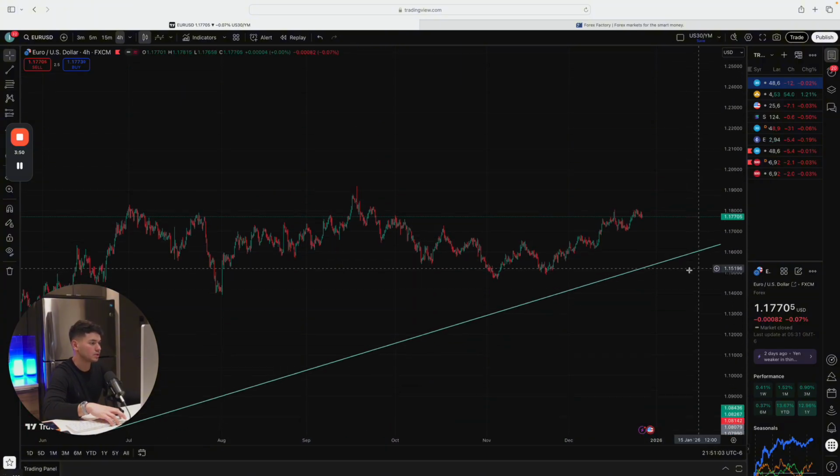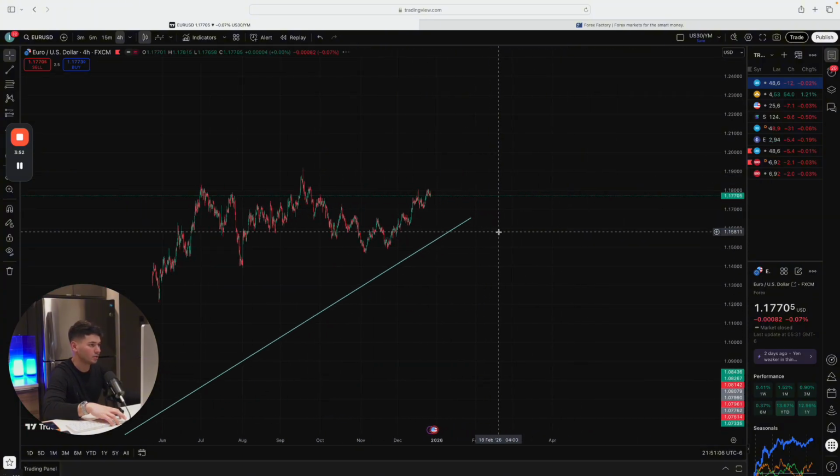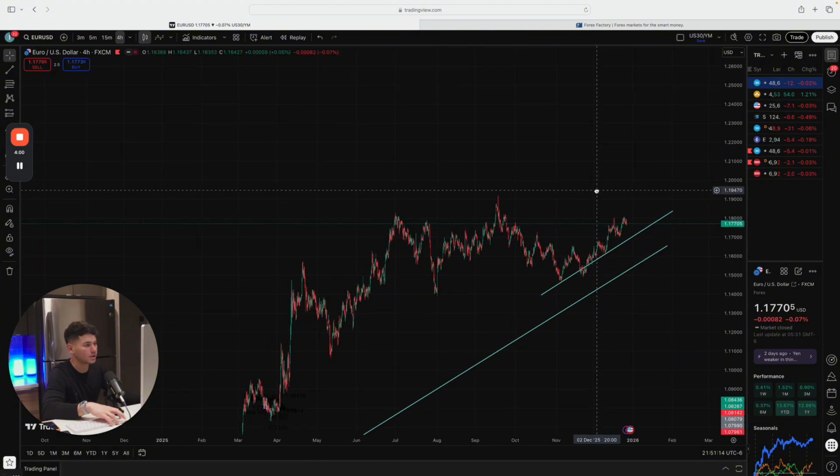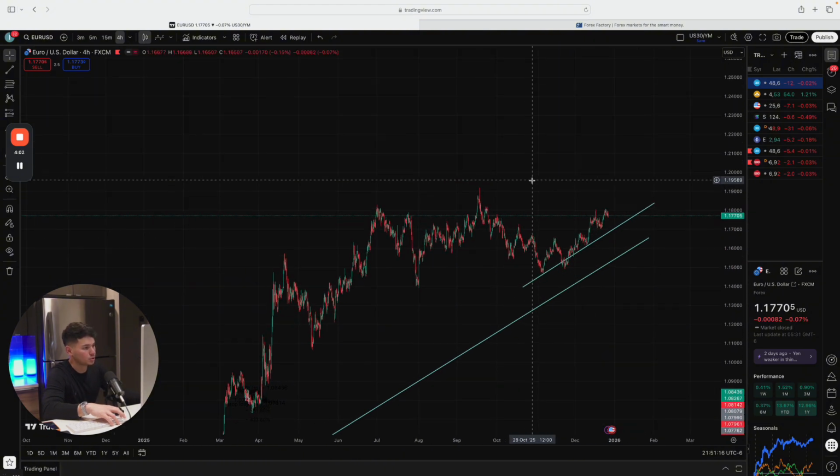Let's actually see our market structure. We see that on the daily we are bullish, and we still see that we are bullish on the 4-hour time frame because we are going up, right? But there's something here you should be really careful about, which is this zone.